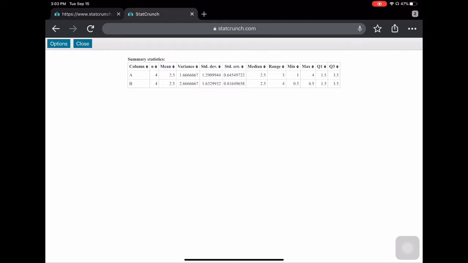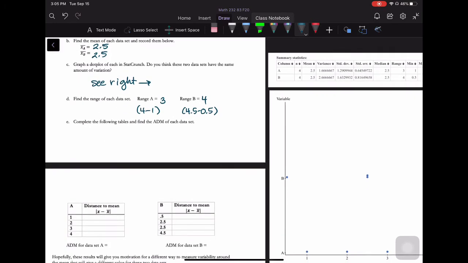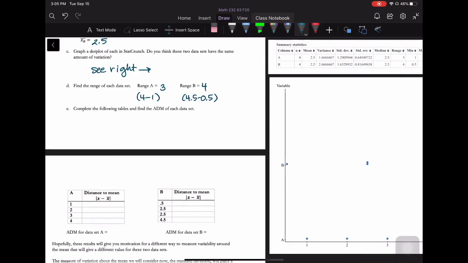Then we want to complete the tables and find the absolute deviation of each data set. So I'm going to keep these calculations and bring them back to our notes and continue from there. Okay, we're back on our worksheet here. I've added the mean, the dot plots on the right-hand side, and the ranges, and now we're going to compute the following tables, finding the ADM of each. Remember, that's the absolute distance from each mean. Remember that the mean is 2.5.